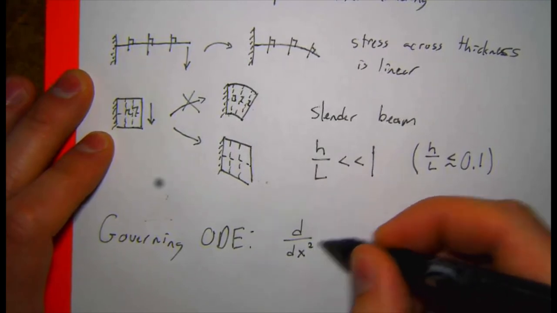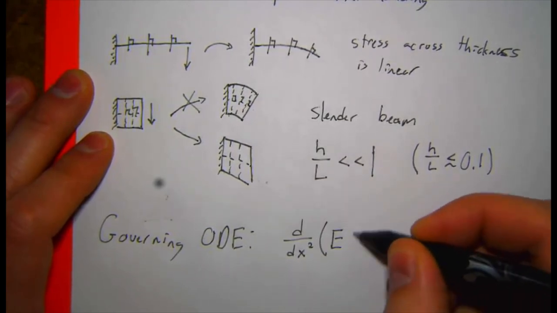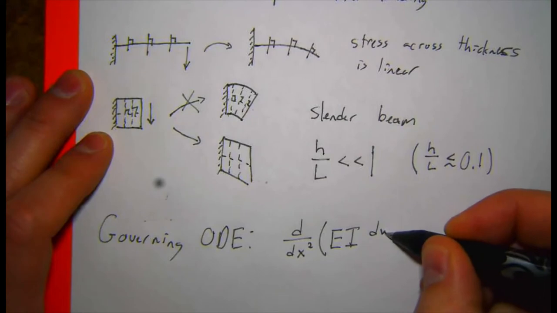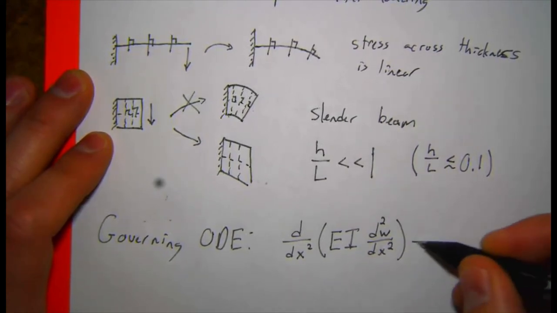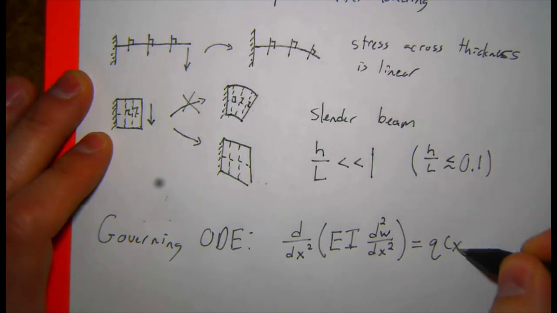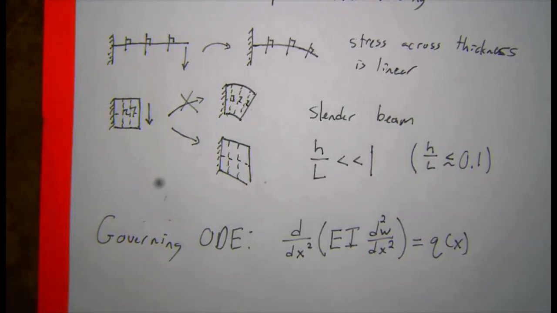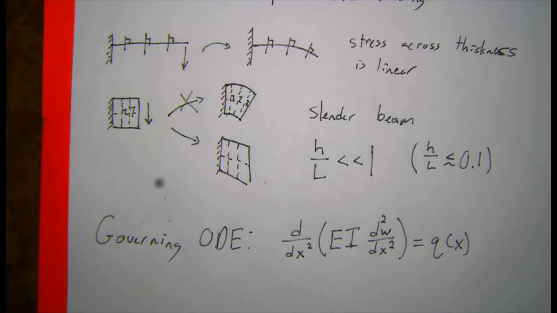dx squared, EI dw dx equals q. So, this is the one equation that you need to solve to actually get all of the beam deflections. Did you all go through this? Have you seen this equation before? Okay, so for those of you who have worked on beam theory, you have seen this one.